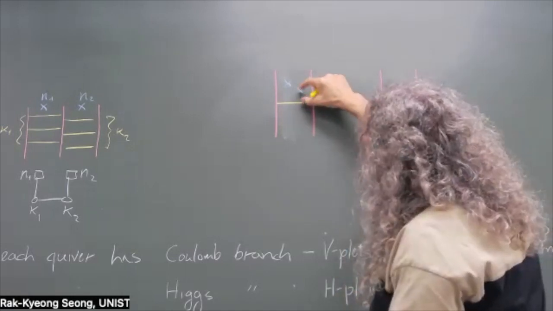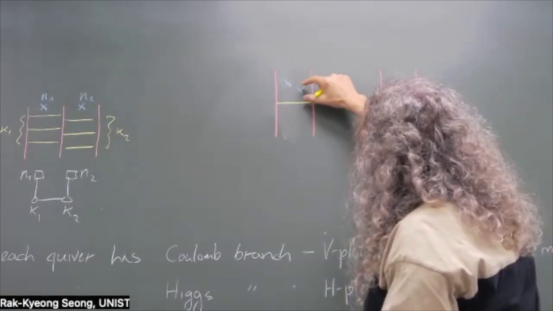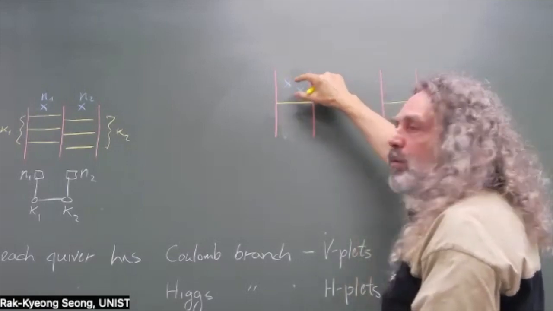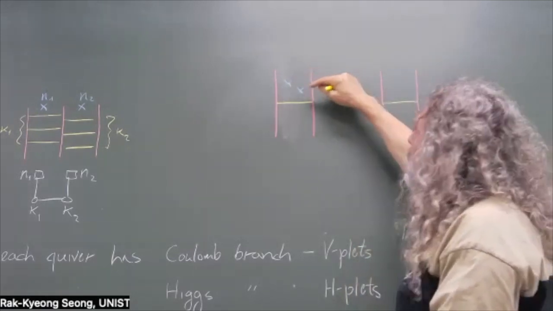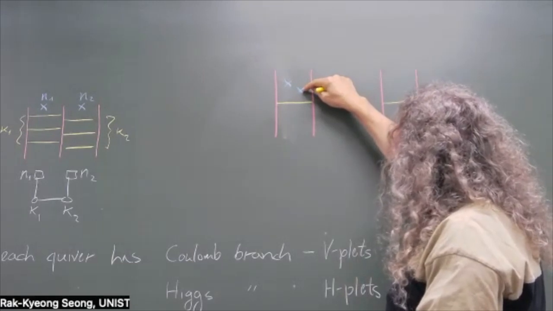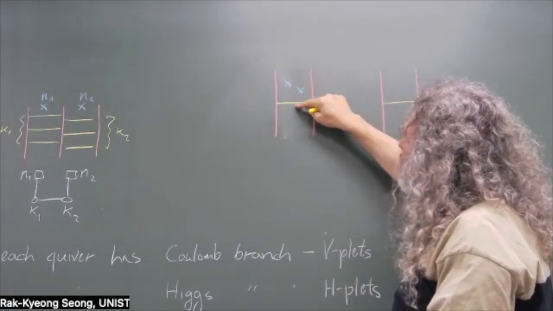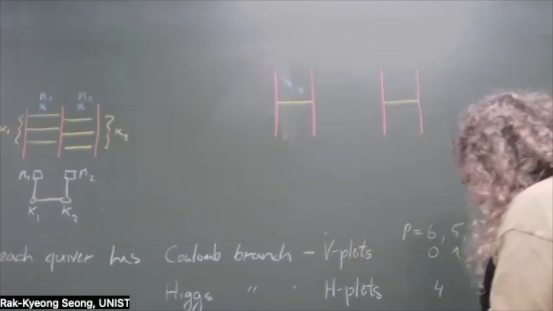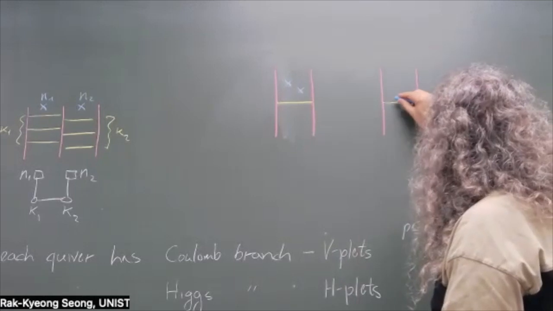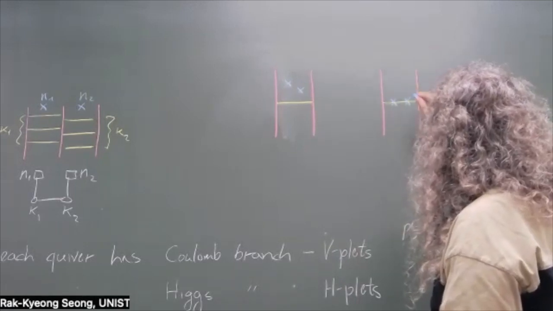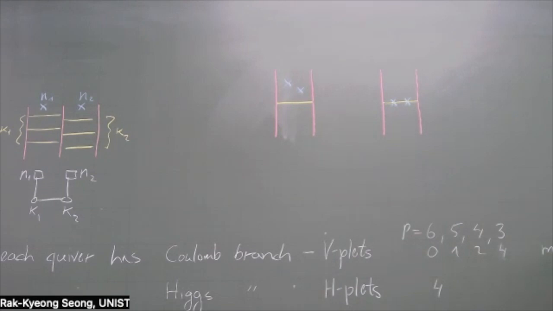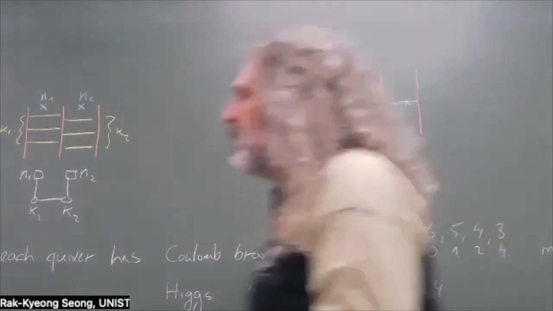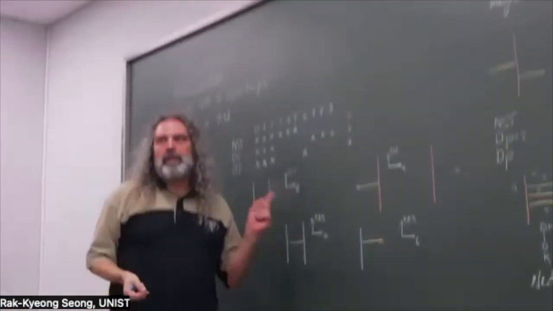The distance here will be the effective mass of the corresponding hypermultiplet. And the position of this guy is the bare mass, and the position of this guy is the vacuum expectation value of the scalar. So I could align all of them like this. Once I align, I could use the rule that I have over here. I can break the three brane and they can end.